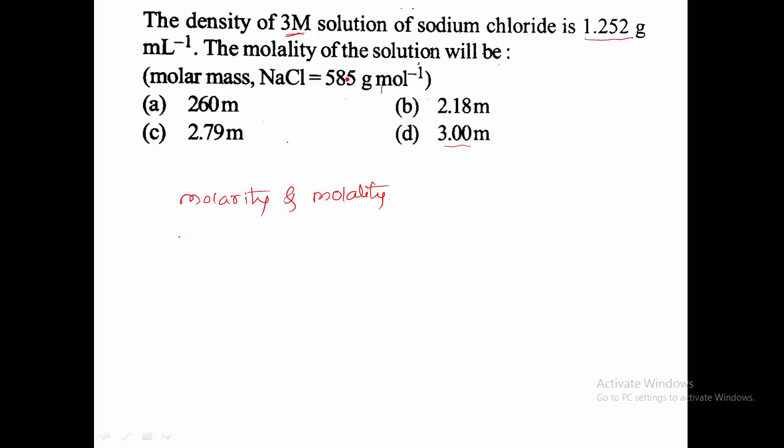So remember this relation. It is given by d is equal to capital M, that is molarity, into 1 divided by M plus M2 divided by 1000. So this is the relation between molarity and molality. d is density, capital M is molarity, small m is molality, and M2 is the molar mass of the solute. Now substitute the values in this equation, so you can get the molality.